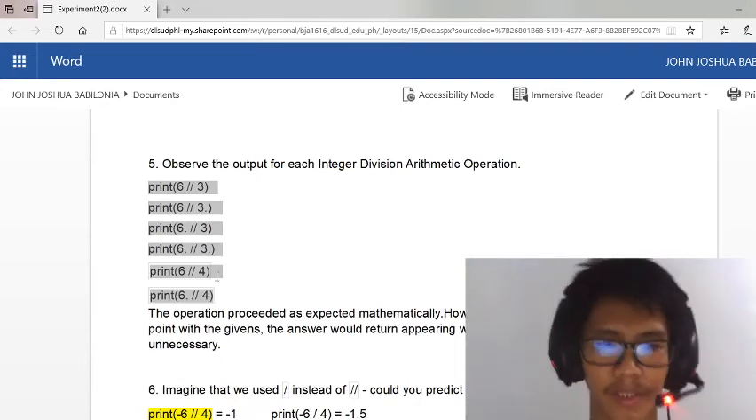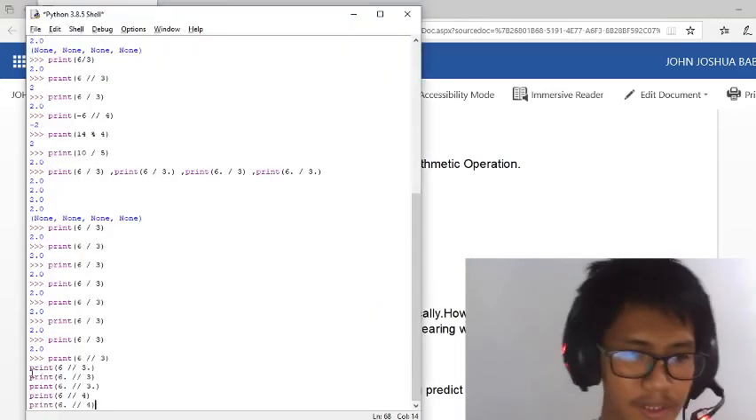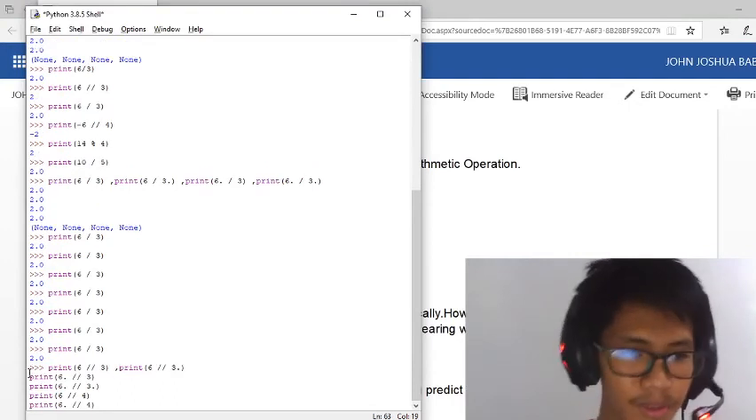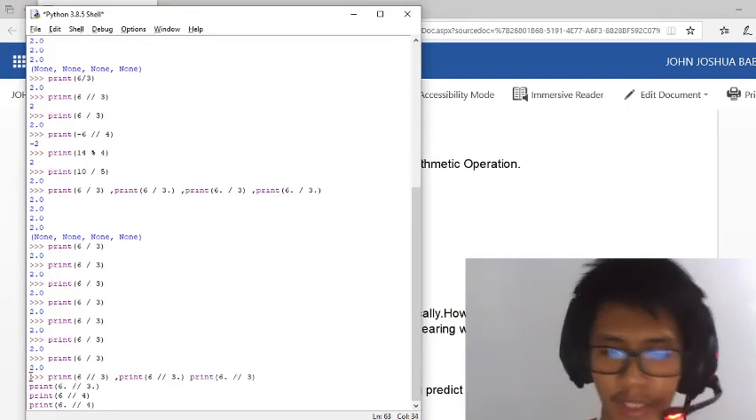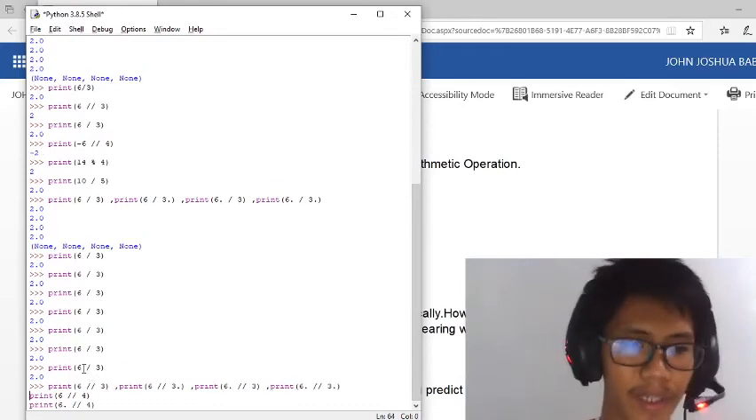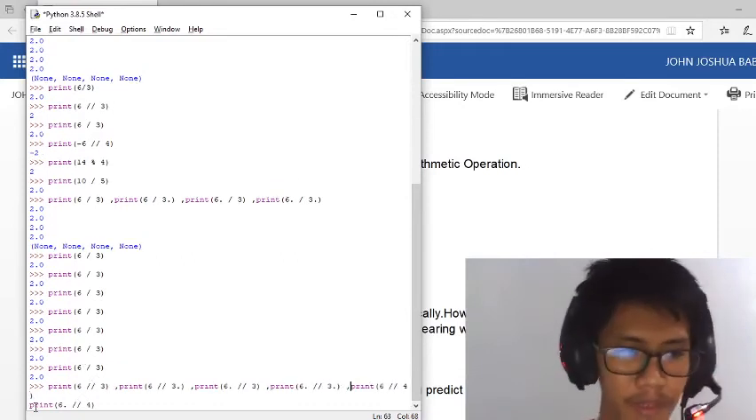So let's see if this still obeys the rule that was present in the exponential and the multiplication, but is defied apparently by the division operation. Let's see.